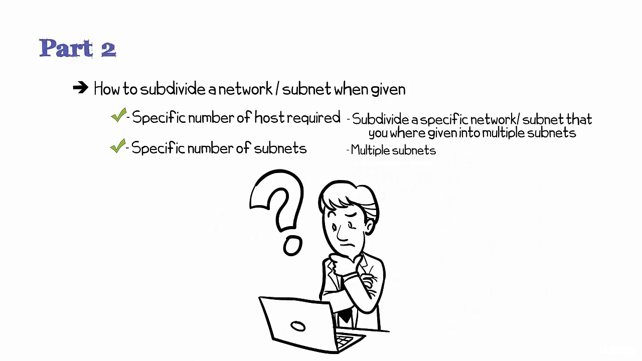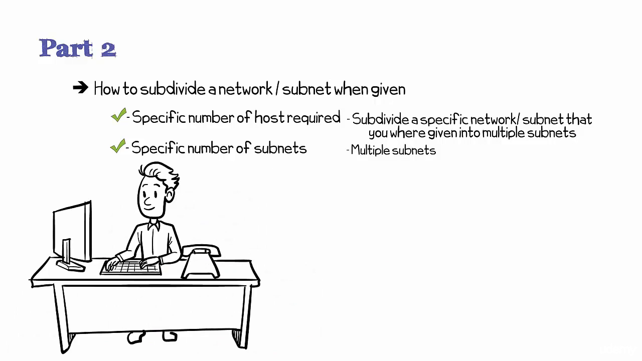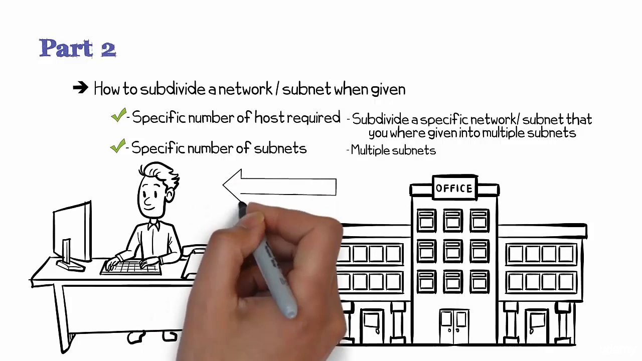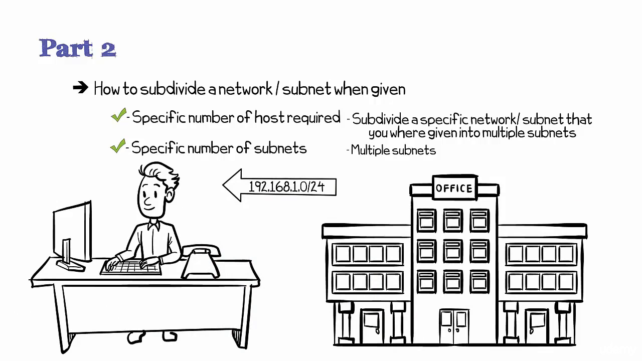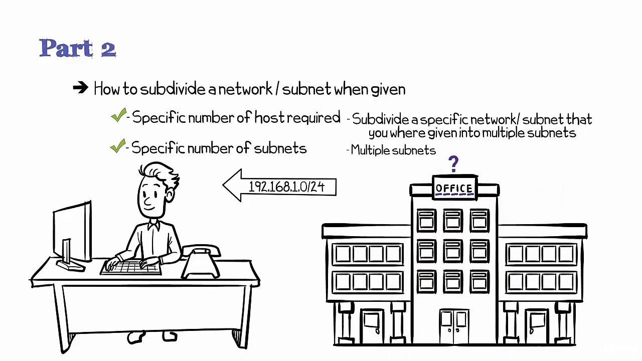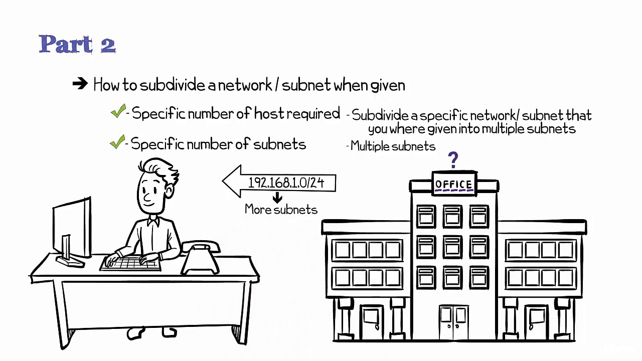Why would this be required in the real world? Well, you might be the administrator of a remote site, and the head office has allocated you a specific subnet. Let's say 192.168.1.0/24. Now that is only one subnet. What happens if you require multiple subnets? Well, you could ask the head office to give you more subnets, but they may tell you that you don't require multiple subnets, and that you are to subdivide that subnet into more subnets.